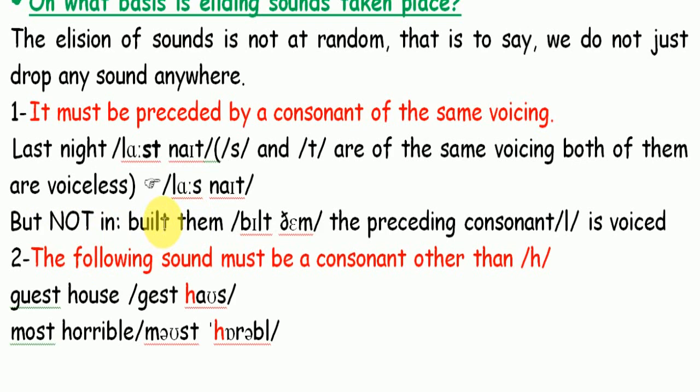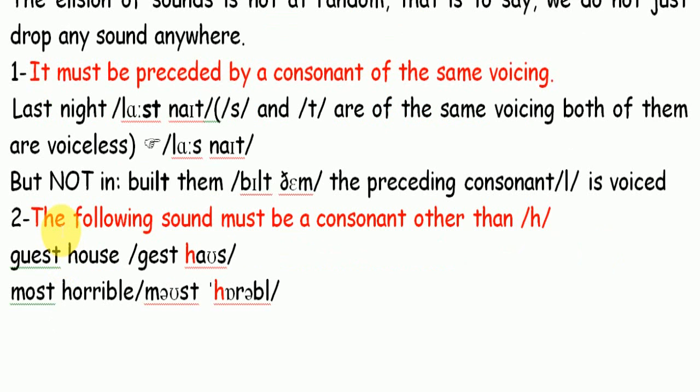But not in bell them. Look here. T is voiceless, but it's preceded by L, which is voiced. So we cannot have elision. The preceding consonant L is voiced. Number two, the following sound must be a consonant other than H sound or any vowel sound.